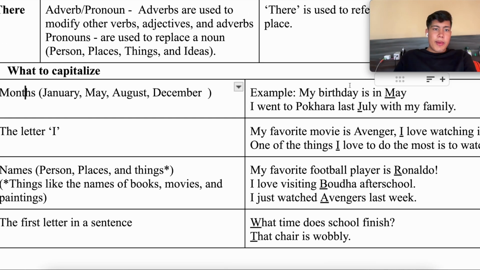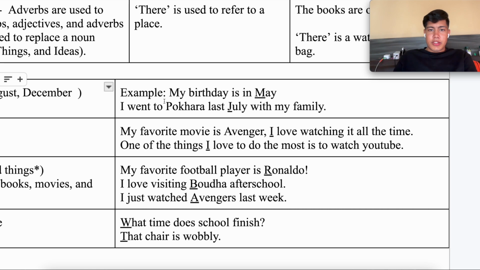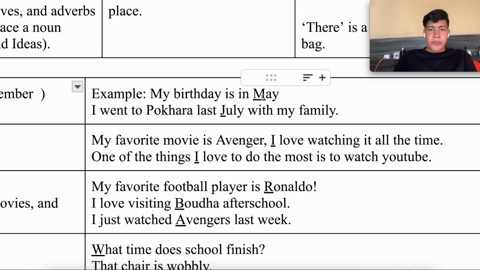What to capitalize? You capitalize your months. January, February, March, April, May, June, July, August, September, October, November, December. All 12 of the months have to be capitalized, no matter where they are in the sentence. They could be in the middle, they could be the first word, they could be the last word. They need to be capitalized.